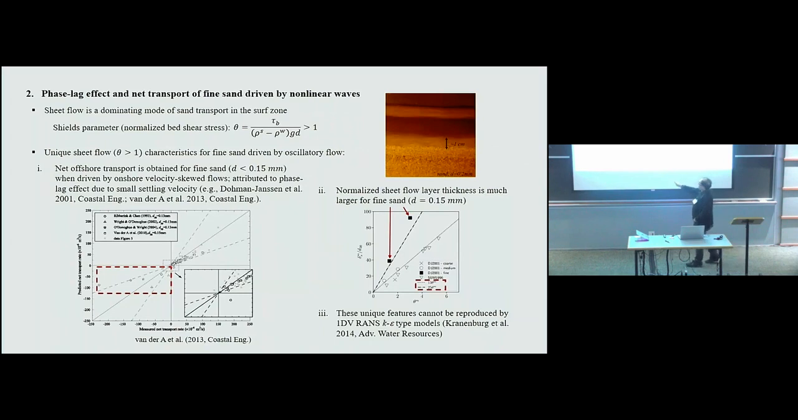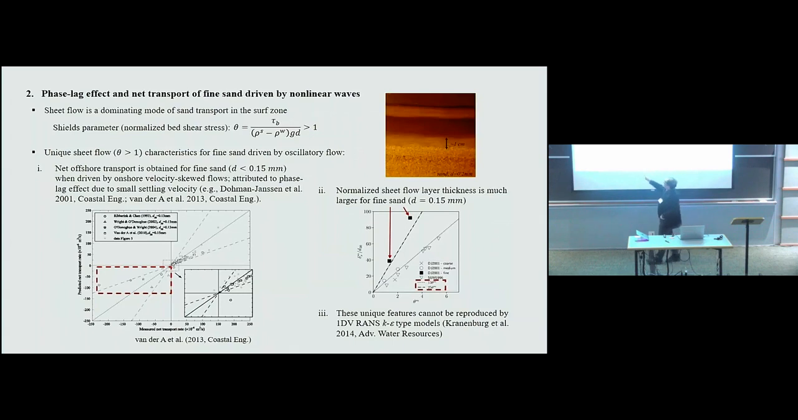Two pieces of information here. The first is the so-called net sediment transport rate driven by an onshore velocity skewed wave. What is an onshore velocity skewed wave? Just imagine it's a Stokes wave, okay? This onshore velocity skewed wave is supposed to drive onshore sediment transport. At least that's the case for medium sand and coarse sand. However, laboratory measurements always show that for fine sand, the transport rate is negative, it's offshore directed, okay?